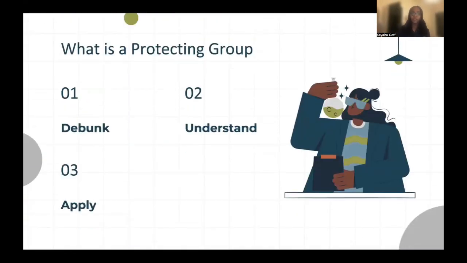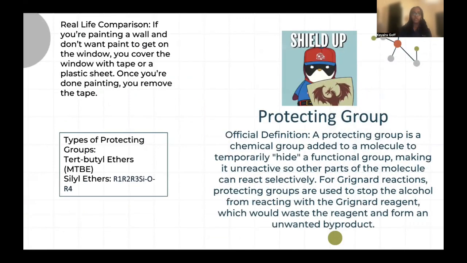So what is a protecting group? First, we're going to debunk, then we're going to understand, and then we're going to apply. So, protecting group, a real life comparison. If you're painting a wall and you don't want paint to get on the window, you cover the window with tape or a plastic sheet. Once you're done painting, you remove the tape. So the official definition of a protecting group is a chemical group added to a molecule to temporarily hide a functional group, making it unreactive so other parts of the molecule can react selectively.